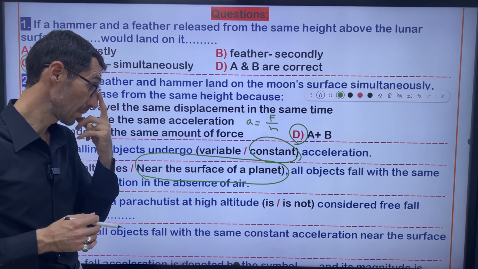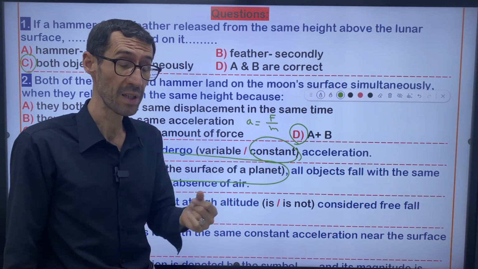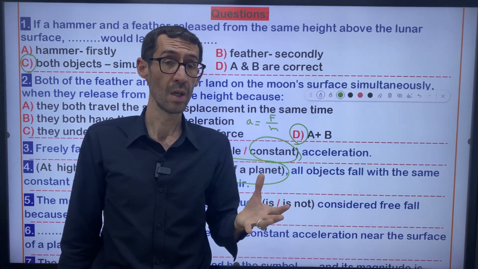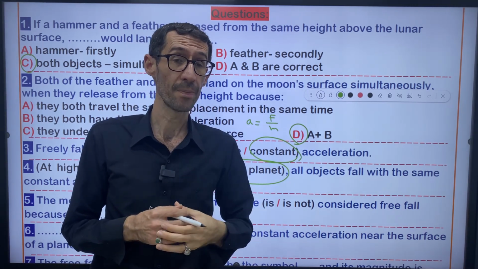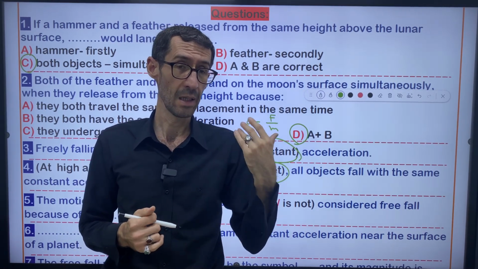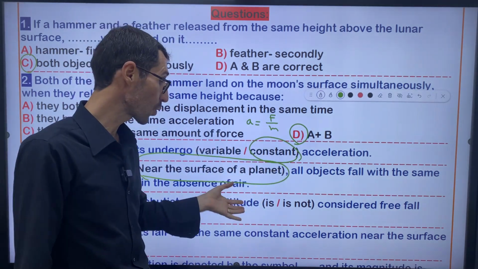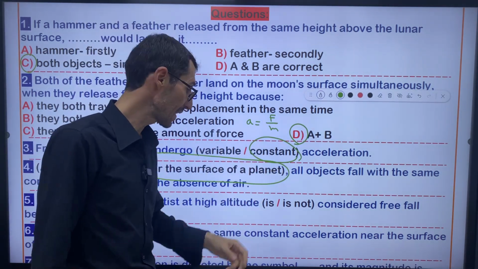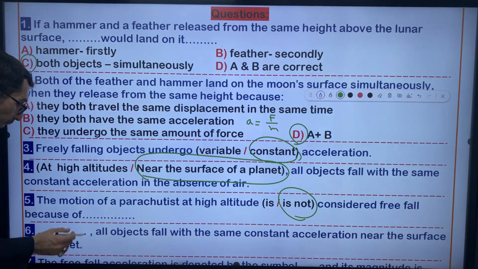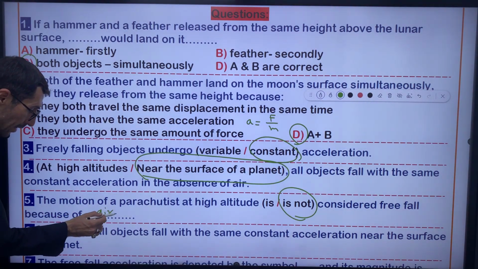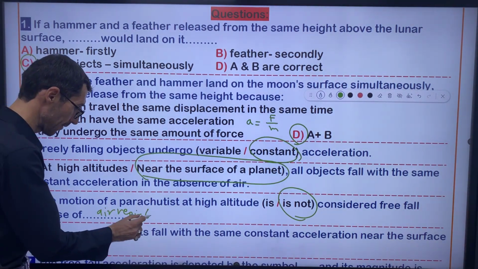His body or her body, and his parachute, is exposed to what? Is exposed to the air resistance. That's why the motion of parachutists is not considered free fall, because of what? Because of air resistance, right? You have to fill the gaps with air resistance.